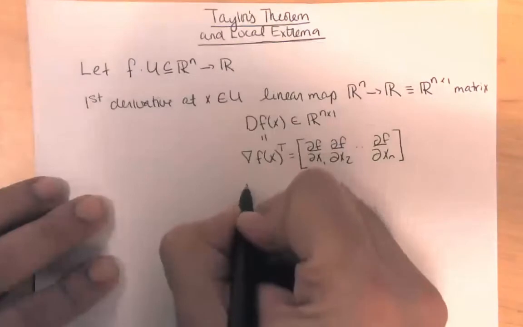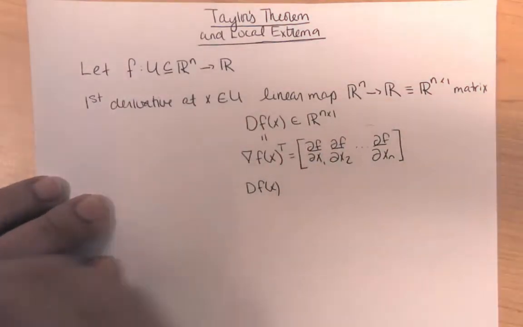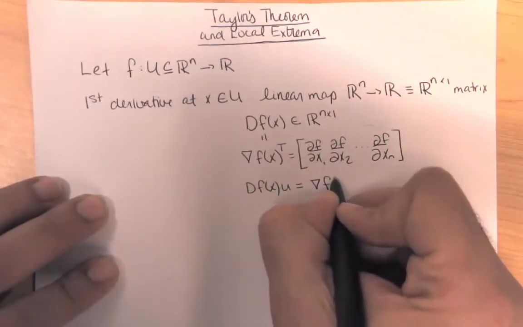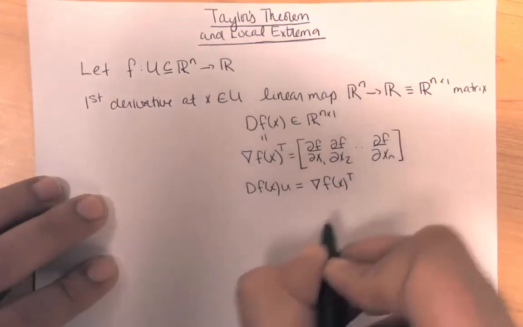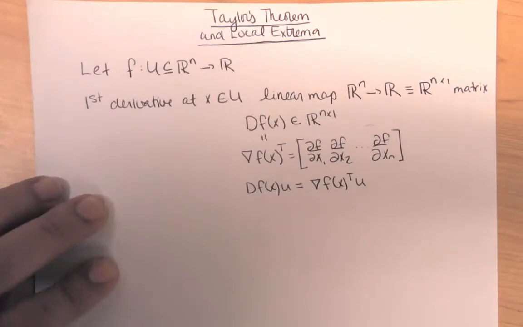So when I say the derivative of f of x, right, operating on some vector u, that's the same thing as saying the gradient of f at x transpose times u, right? It's the same thing.